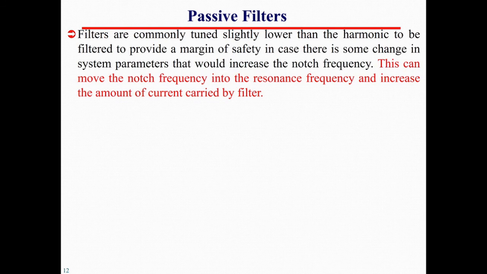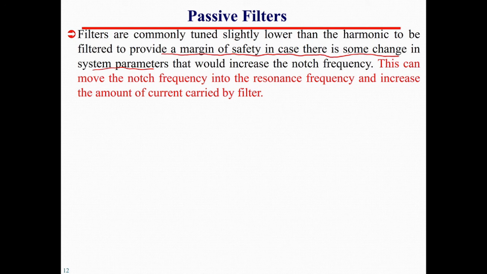Filters are commonly tuned slightly lower than the harmonic to be filtered. Why is that? To provide a margin of safety in case there is some change in the system parameters. So if we would like to get rid of the fifth harmonic, when we design a filter, we will not design it at h equal to 5. We are going to design it at h equal to, for example, 4.7.